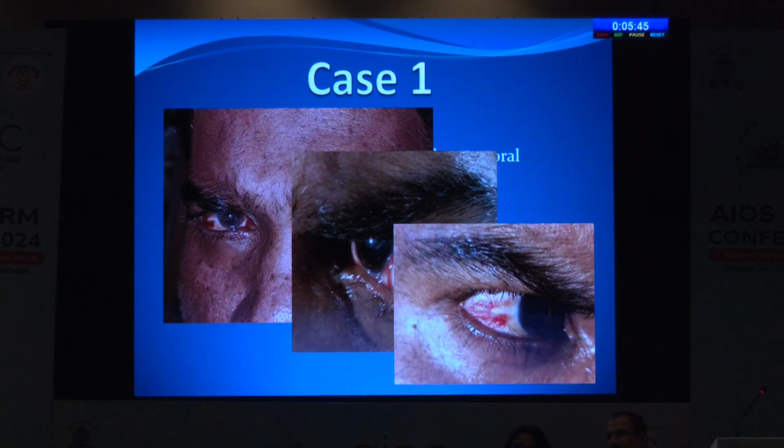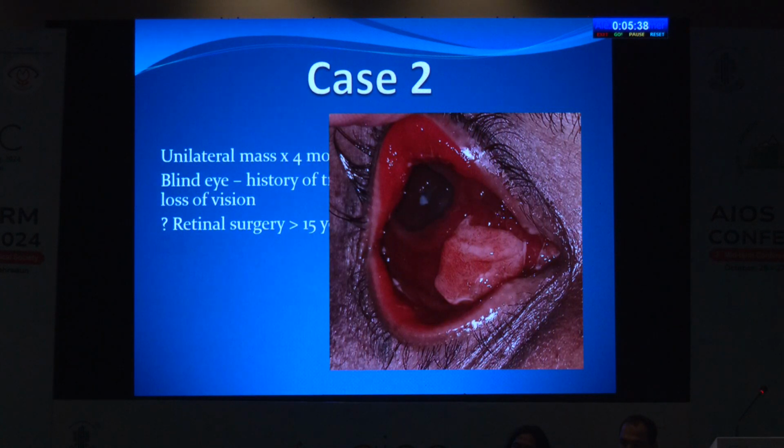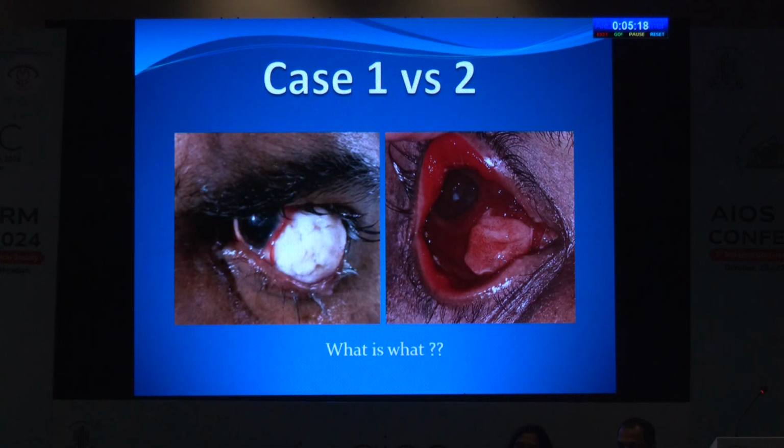Whereas our second patient had a unilateral mass growing on the right nasal side, and it was a blind eye. He had a history of trauma, loss of vision some 15 years back, and a query history of retinal surgery, no definite records, and a USG showed disorganized contents, probably treated as an RD, a failed RD surgery was done. So this was a conundrum for me, how to treat both the masses.